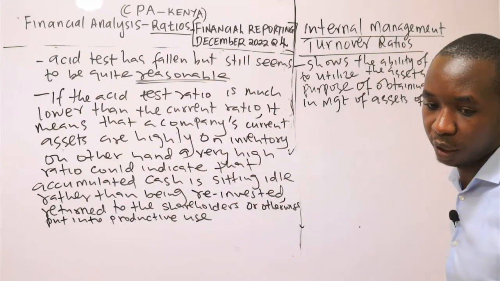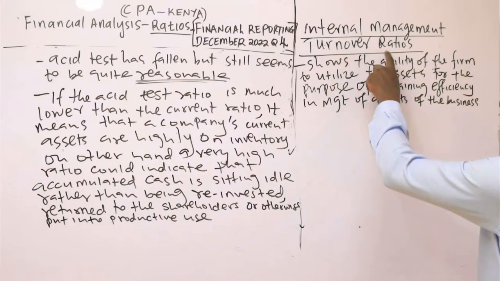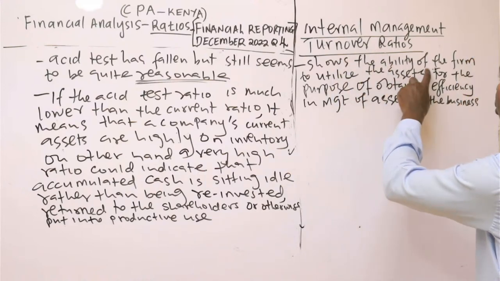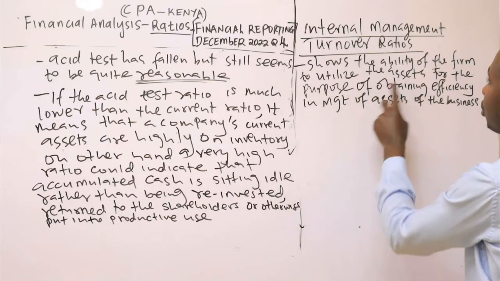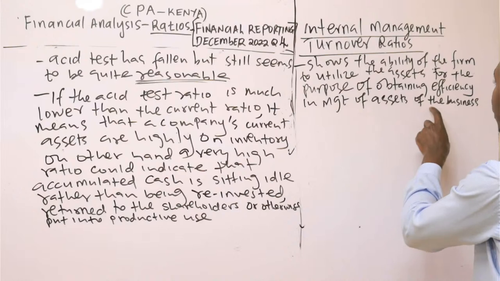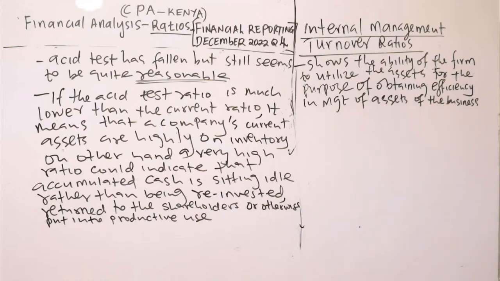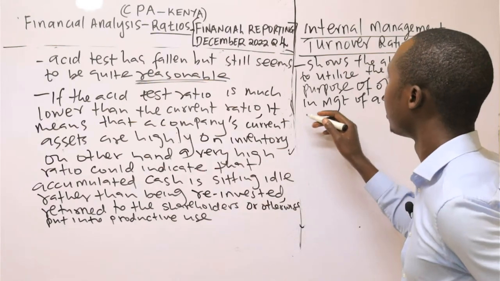So I will look at some of the turnover ratios to show that they show the ability of the firm to utilize the assets for the purpose of obtaining efficiency in the management of the assets of the business. So which are some of the turnover ratios?